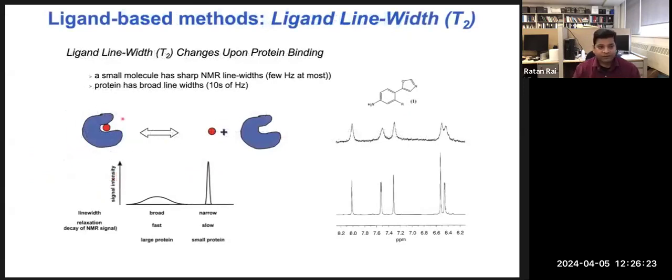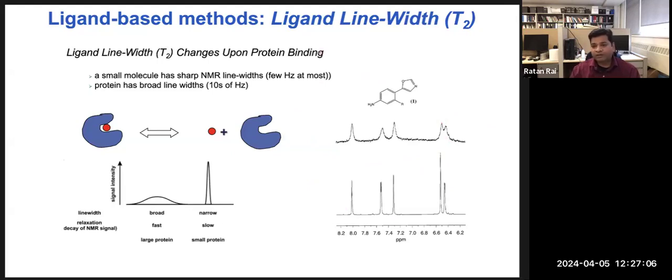So let's see, what do we mean by ligand T2 changes, T2 NMR, or relaxation edited experiment? In the NMR time scale, our drug is really small, so it moves and tumbles really fast, and we will get a very sharp line. If this small molecule binds to some protein, then what will happen? Its movement will be restricted because it's binding to the protein. Once its movement is restricted, the relaxation property T2, which is a property of NMR, is going to decrease, so our line width is going to increase.